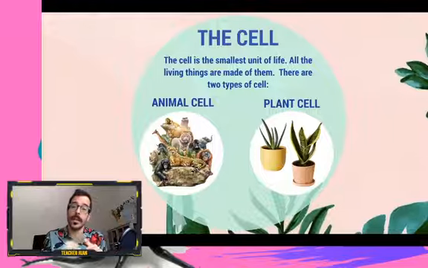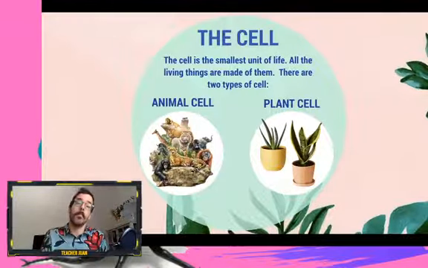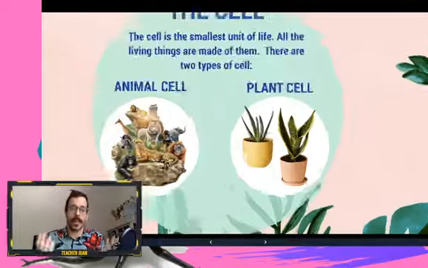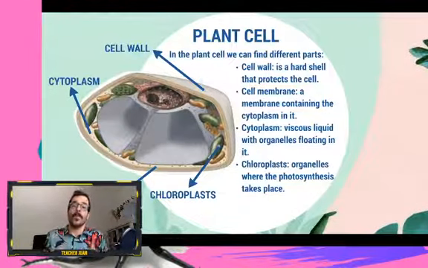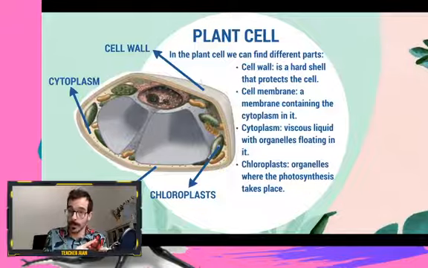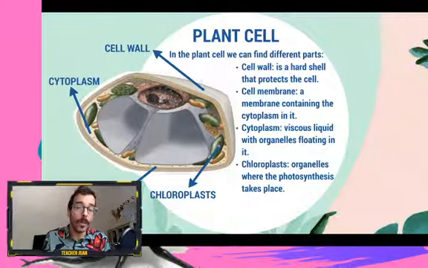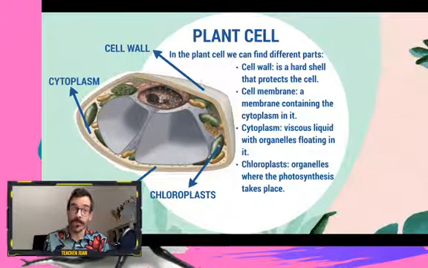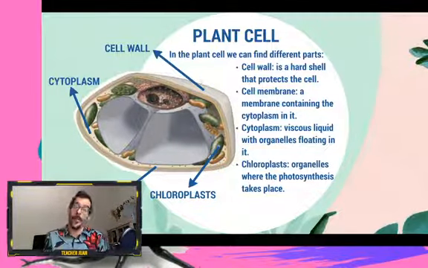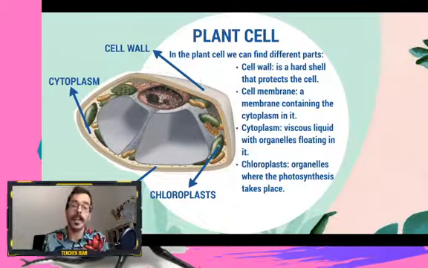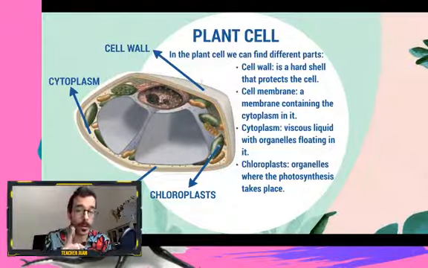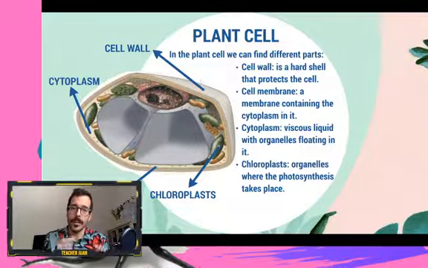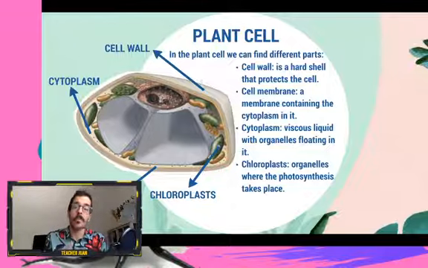If the animal cell was related to animals, the plant cell is of course related to plants. And we can find also different parts, some of them different to the other cell. Pay attention. The cell wall, it's a hard shell that protects the cell. Cell membrane, a membrane containing the cytoplasm in it. The cytoplasm, viscous liquid with organelles floating in, that's the same. And chloroplasts, these are very important. There are more organelles in the plant cell, but the most important for us is the chloroplasts, okay?